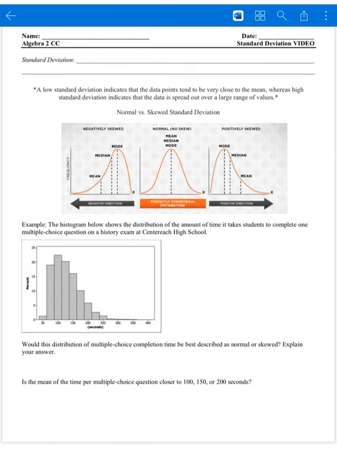All right, guys, so our next lesson with statistics is going to be about standard deviation. Standard deviation, I'm sure you've heard it before, but you may not actually know what it is yet.